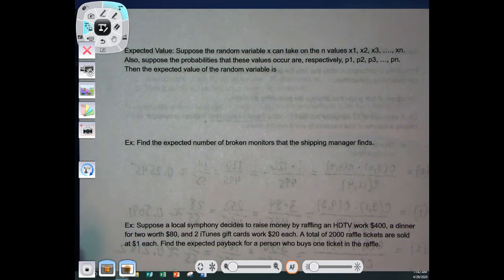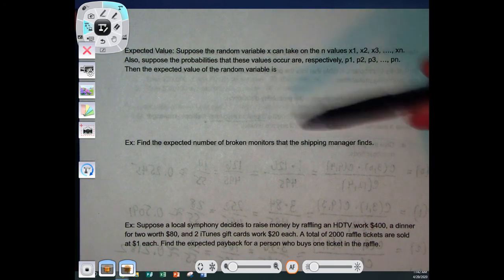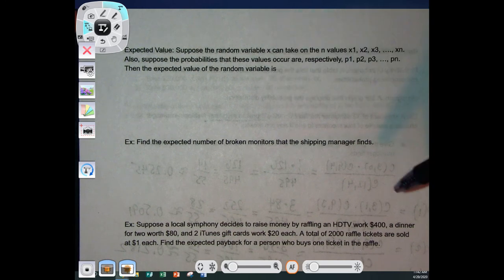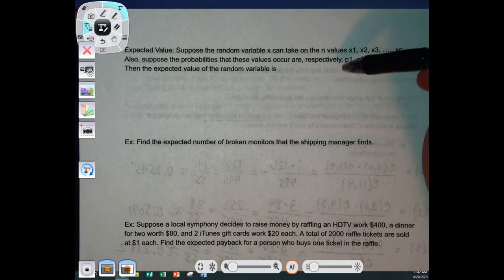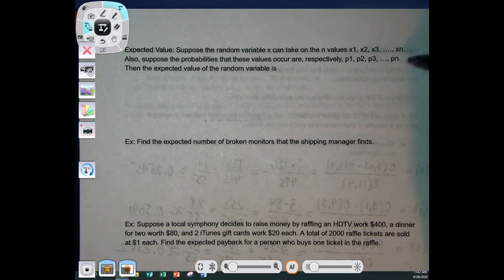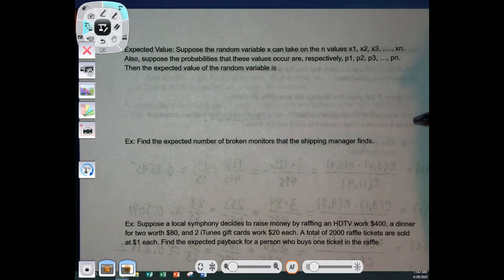So when we look at an expected value of a random variable, let's say we have this random variable, and it takes on n values. So we have x of 1, x of 2, x of 3, and so on, up to x of n. And let's say that each of these separate values has a probability that occurs, and we'll call those P1, P2, P3, Pn.